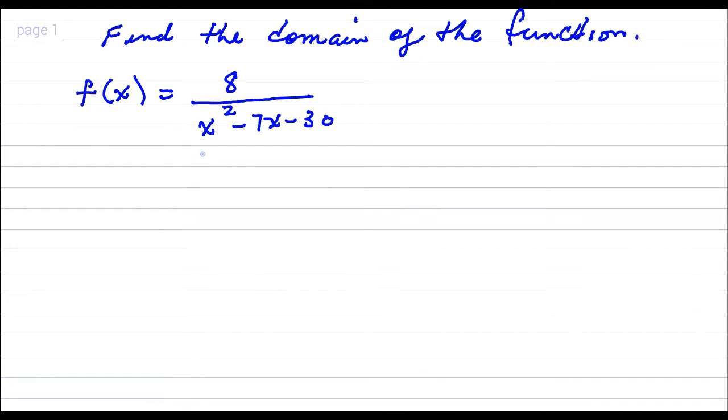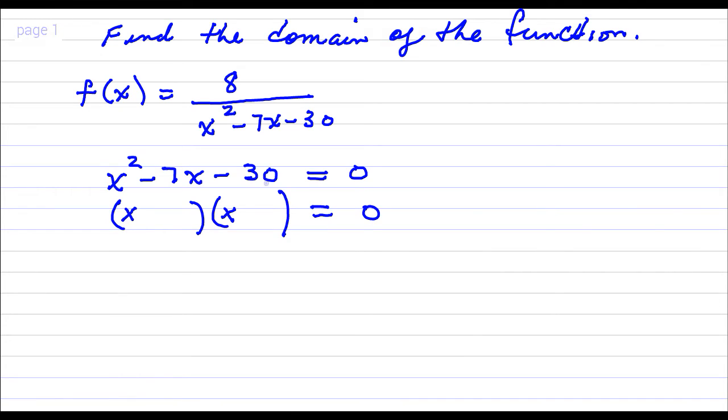For instance, those values that make this denominator 0, you don't want those part of the domain because division by 0 would be undefined. So what I'm going to do is take the denominator and set this equal to 0 and find out which numbers make the denominator 0. So I'm going to factor this.